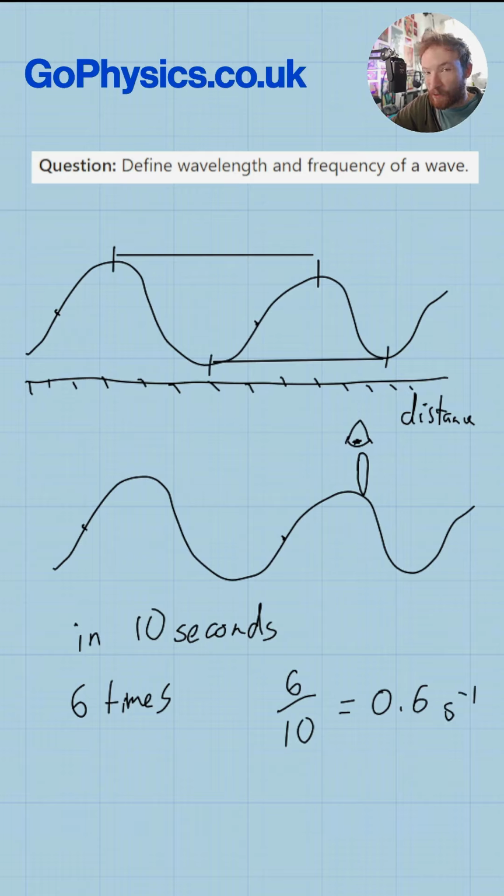Now this has also got the unit of hertz, 0.6 hertz, and that is our frequency because it's the amount of times we have a full cycle of a wave per second, as you can see from that example there.